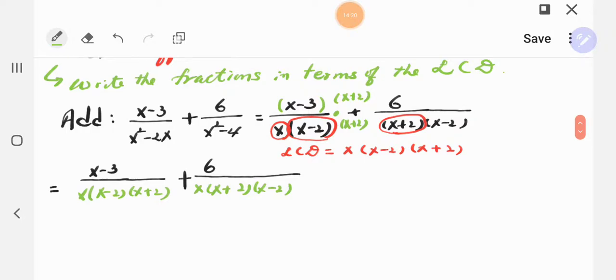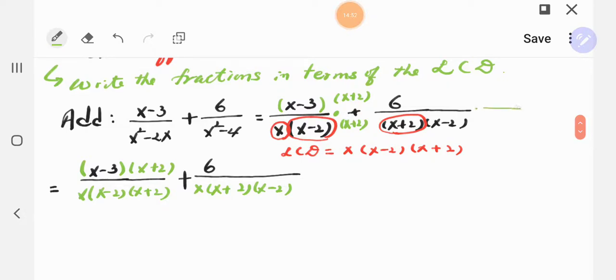So find the missing factor from the denominator by comparing with the LCD. Once you find the missing factor, multiply the numerator by the missing factor. So the numerator x minus 3 should be multiplied by the missing factor x plus 2. So the denominator is the LCD and the numerator is being updated, changed. Do the same thing for the other fraction.